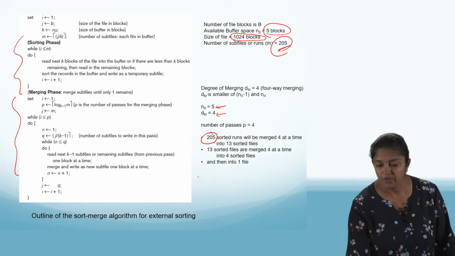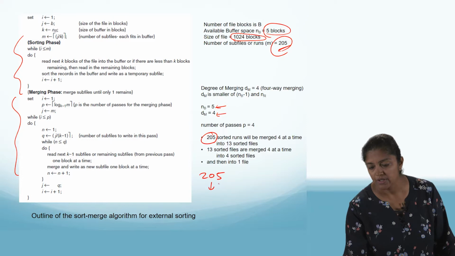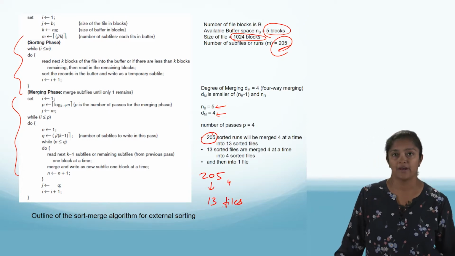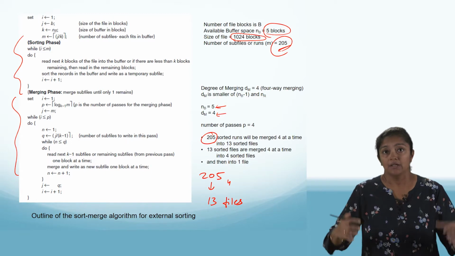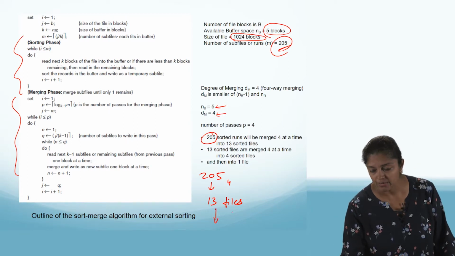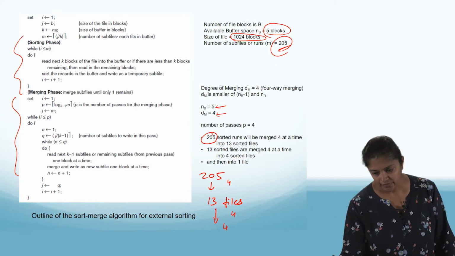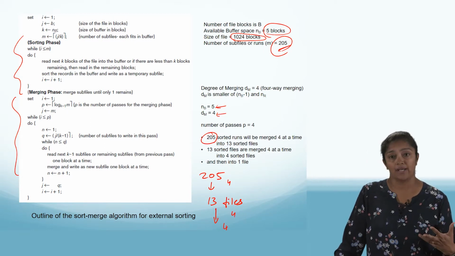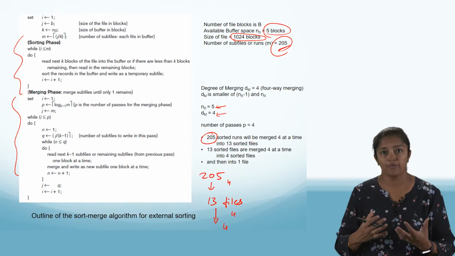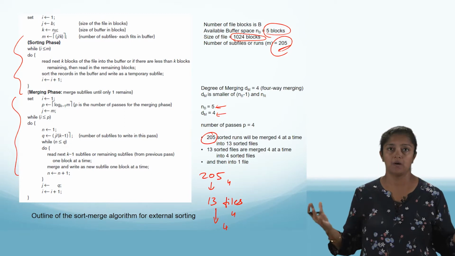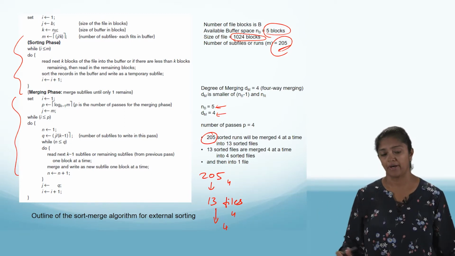And what we end up with is we take the 205 and merge 4 at a time, so we basically end up with 13 files after that first pass. Then we take those 13 files again, merge them 4 at a time, and we end up with 4 files. Then we merge those 4 files into 1 file, and that's how there's one big sorted file.